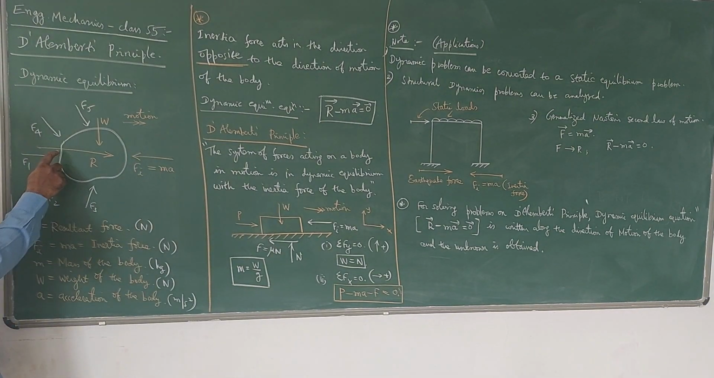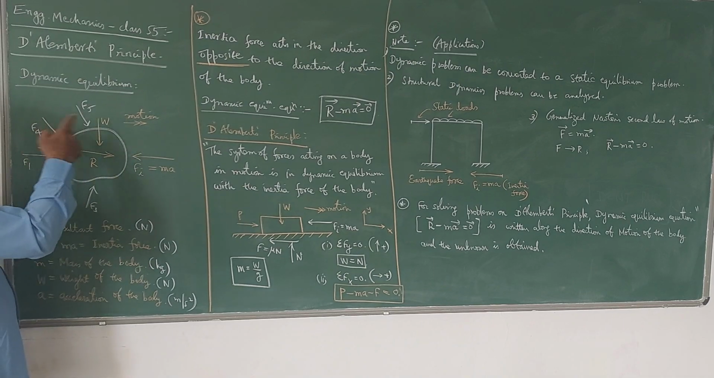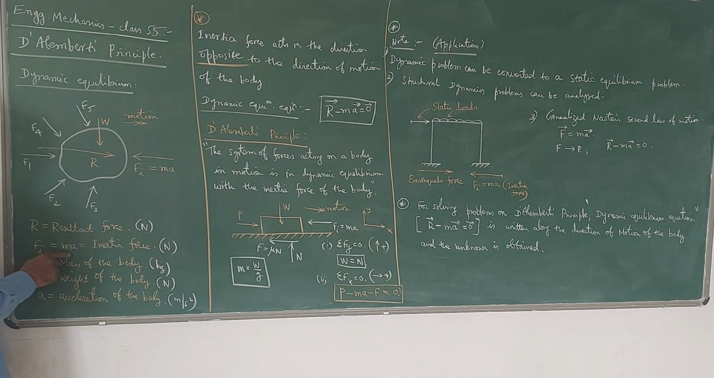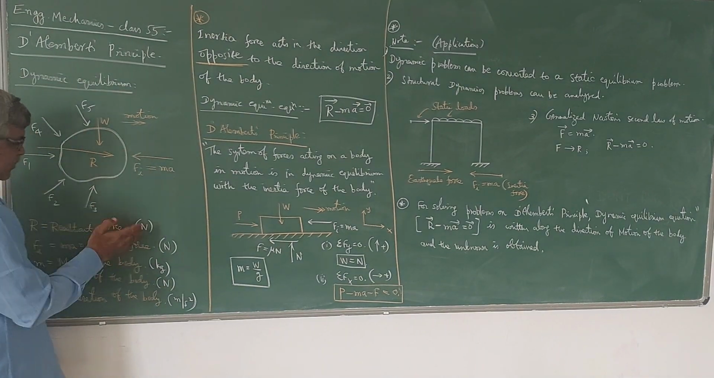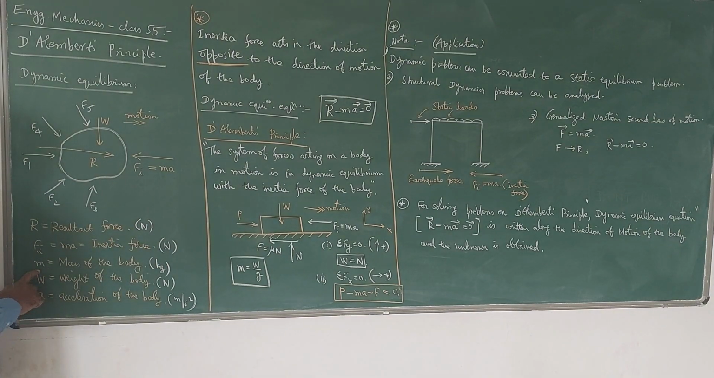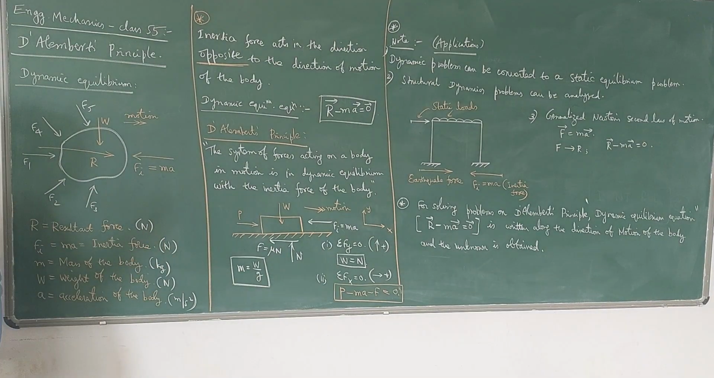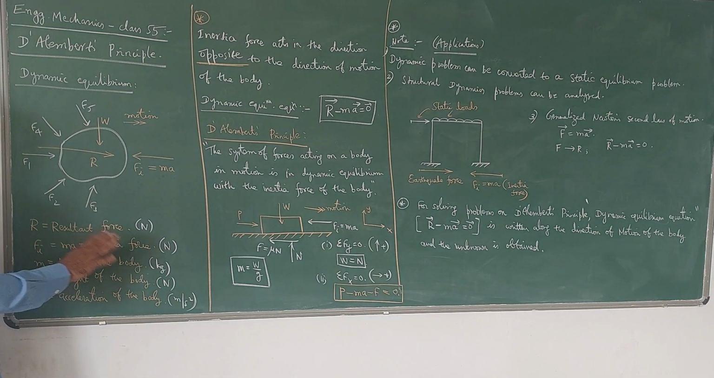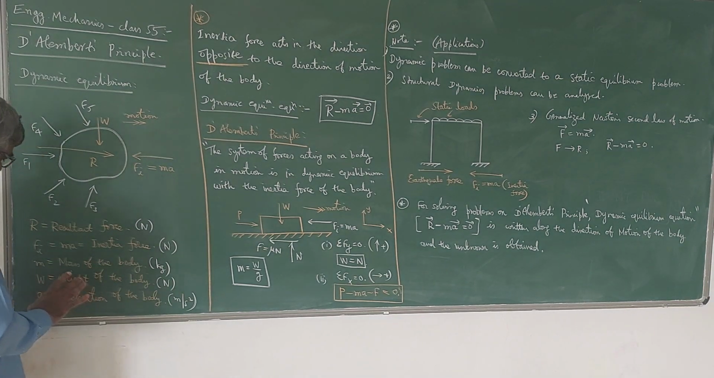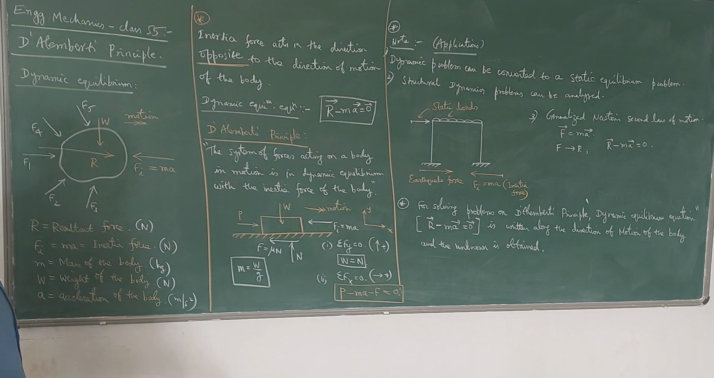Here I have taken R as the resultant force of all these individual forces. Fi is m into a, which is the inertia force. Both of them are in newtons. M is the mass of the body, whose SI unit is kg. W is the weight of the body, in newtons. A is the acceleration of the body in meter per second square.